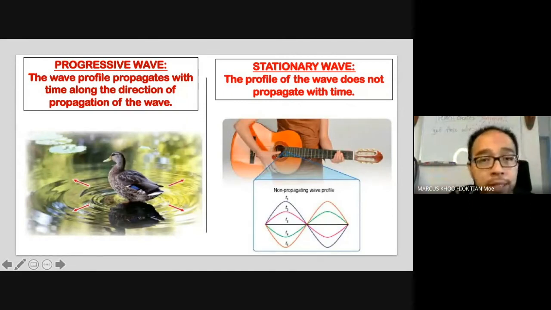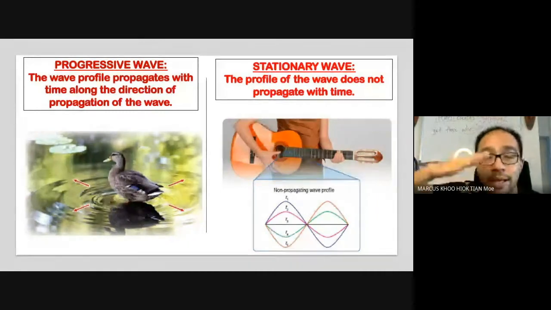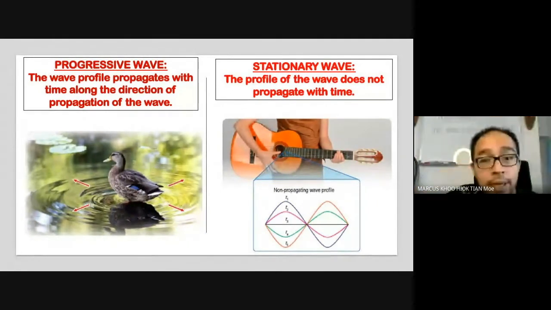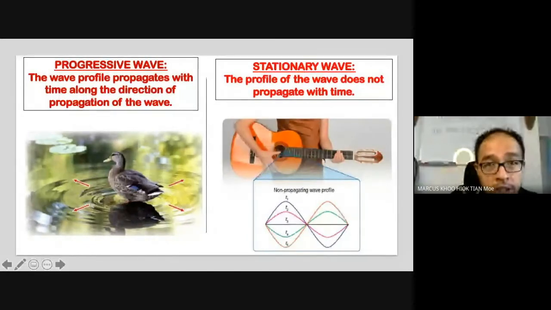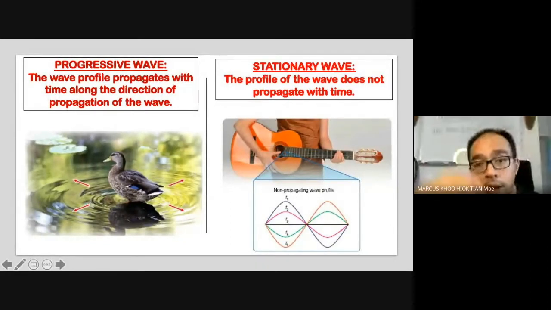But in a stationary wave, for example, if you pluck a guitar string, you don't see the string moving further and further away from you. It's just vibrating back and forth. Okay, so another name for a stationary wave is a non-propagating wave. Okay, it doesn't move. The wave is just there. It's vibrating. It's producing waves, but it is not moving.